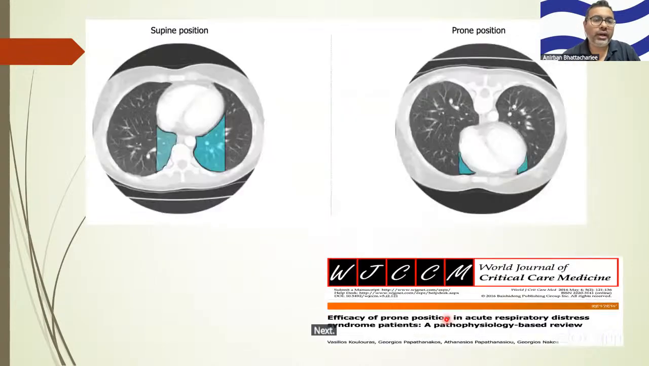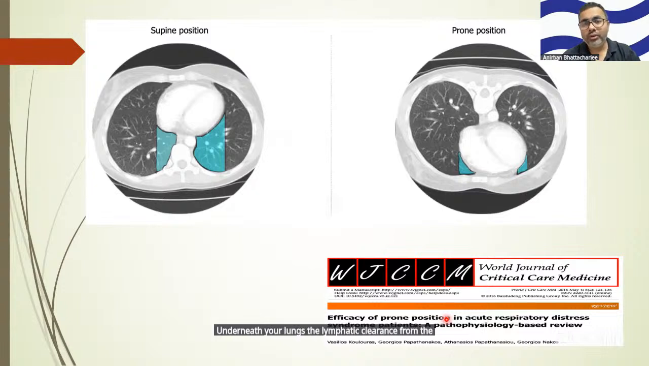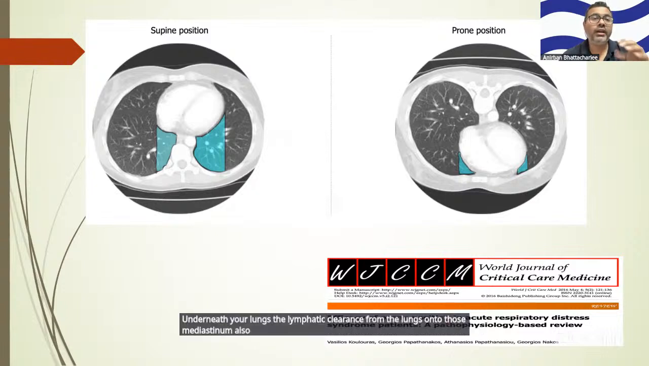Also, if you look at these two CT images, the weight of the mediastinum is relieved from these lung areas, which are marked in green, and therefore leads to opening up of these lung areas once the patient is in prone position. Secondly, with your mediastinum now dependent underneath your lungs, the lymphatic clearance from the lungs onto the mediastinum also improves. So clearing of exudation would theoretically be better in a prone position. So these are several mechanisms by which proning works.